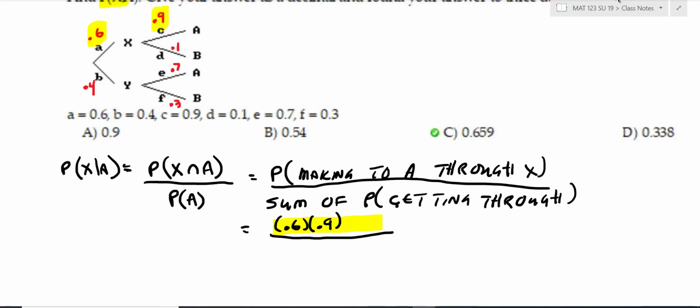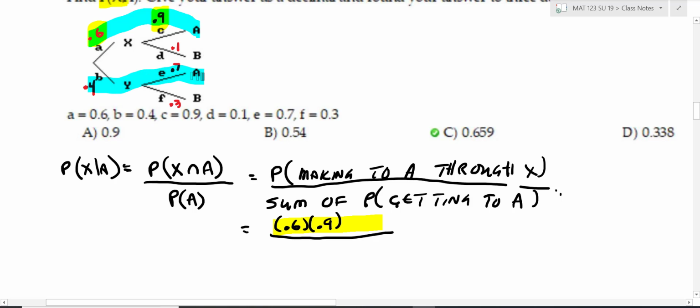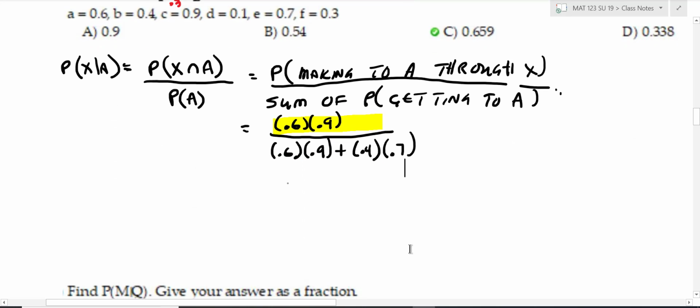Then we're going to look at the sum of getting to A. There's more than one way to get to A is what I should have said here. So if you're going to get to A, you've got to go that way and you've got to go that way. Those are the two ways to get there. So that would be the same thing, 0.6 times 0.9, and then plus the other branch, which would be 0.4 times 0.7. So that's the setup of that problem.